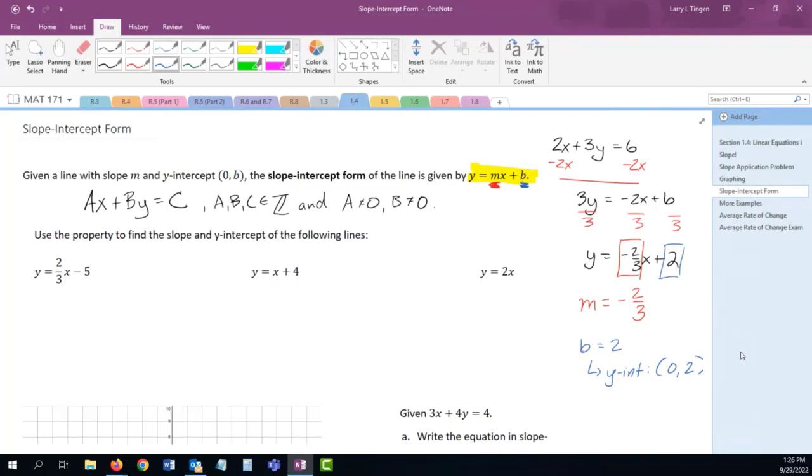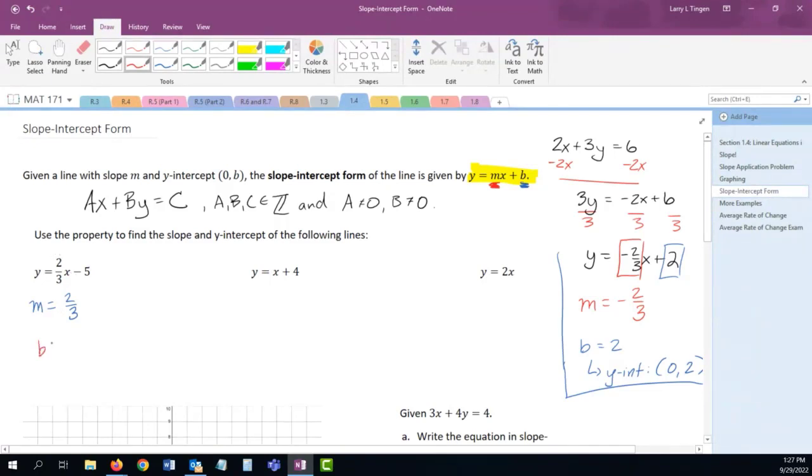All right, so let's take a look at some examples. Here, all of these are actually in slope-intercept form already. Use the property to find the slope and the y-intercept of the lines. y is on a side by itself, so the slope is the coefficient of x, not including x. That is a very, very common mistake that people make. They think the slope is 2/3 x. It's not. It's just the 2/3.